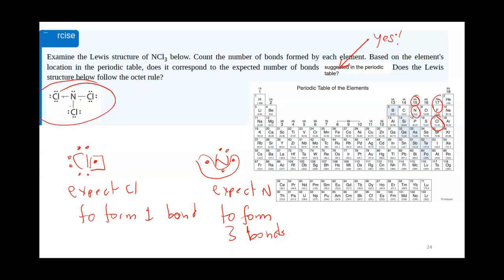All right. Now, what we're asked to answer is, does the Lewis structure below follow the octet rule? So we have nitrogen with a lone pair and then 3 shared pairs of electrons. So yes, nitrogen follows the octet rule. And then every chlorine atom has 3 lone pairs and then 1 shared pair of electrons. So if you add all of that up, 2, 4, 6, 8, yes, every chlorine atom follows the octet rule. So the nitrogen follows the octet rule, and so does every chlorine. So the answer again is yes.